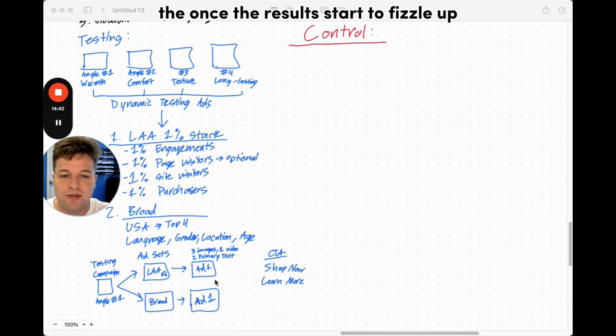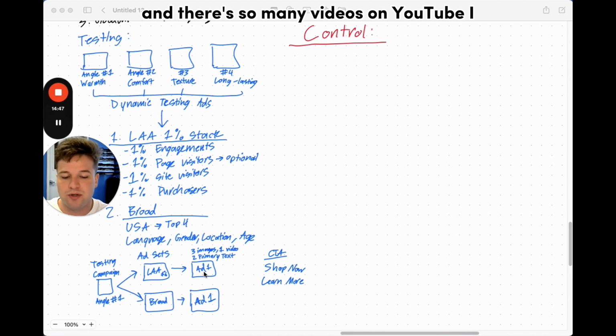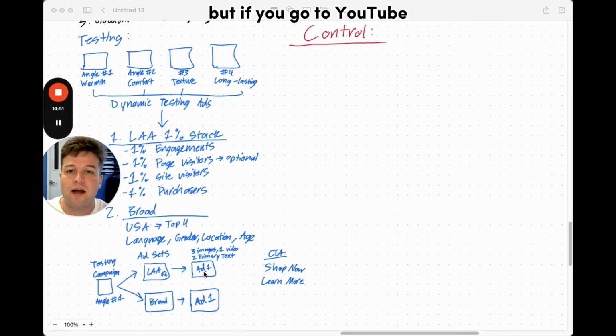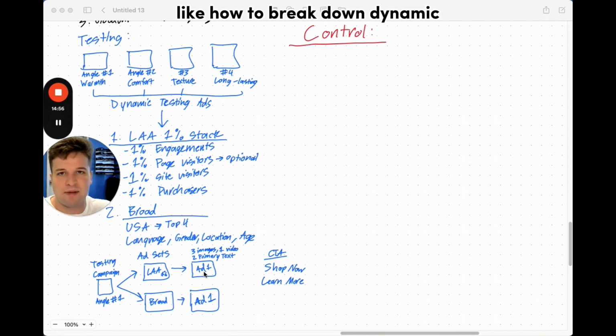Once the results start to fizzle out, we're going to go in here and we're going to look at the breakdown. There are so many videos on YouTube. I don't have Facebook on me right now to pull up because I'm on my iPad. But if you go to YouTube, you can pull up how to break down dynamic testing ads. It's so easy. It's literally just one box you check.